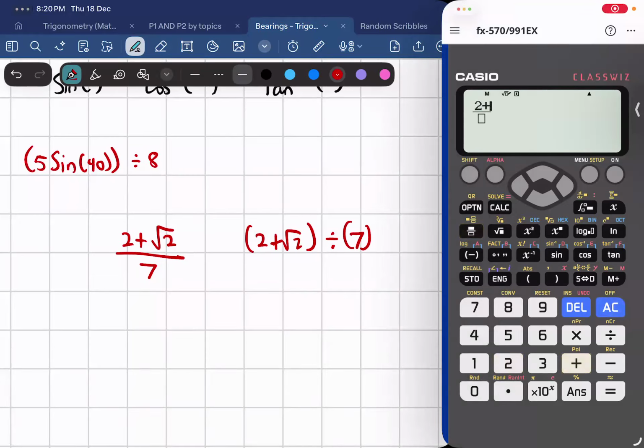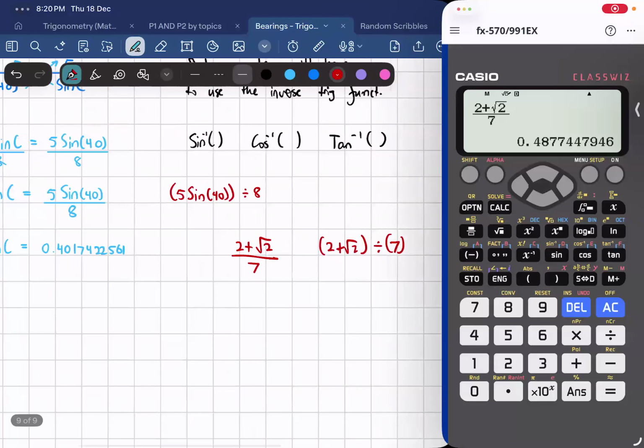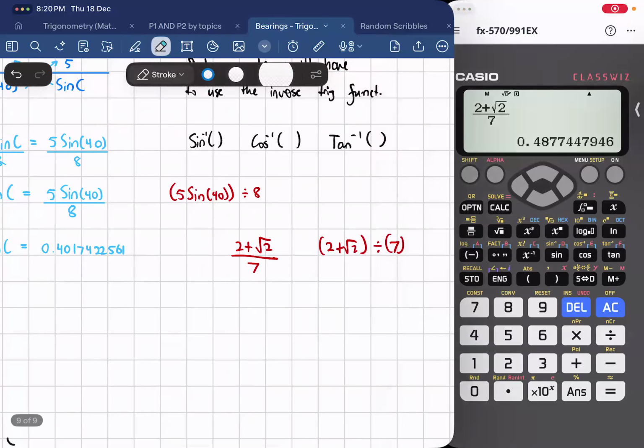2 plus root 2, all over 7. Make sure you get the same. So when you have a Sharp, you can't just plug it in how you see it. You need to use brackets to your advantage, to separate the numerator and the denominator.